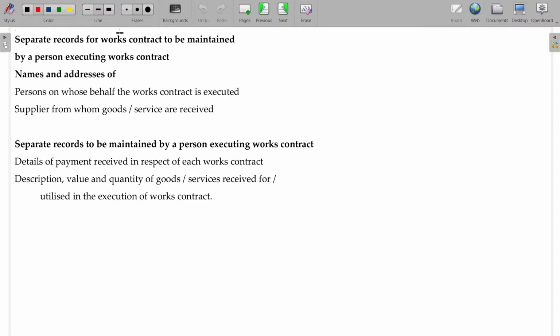Now, if I am a work contractor, then what do I have to do? To whom you have done the work, that party's name you have to maintain, and the supplier of goods and services from whom you have received. So that detail you have to maintain. If you are a work contractor, to whom you are rendering the service, and for that, whatever goods you purchase, from whom you purchase, that detail you have to maintain. And a separate record to be maintained by a person executing a work contract. Separate record for what? He may get 5 or 6 contracts. So he has to maintain the documents for each and every contract separately. Details of payment received in respect of each work contract, and description, value, quantity and all these things also he has to maintain.